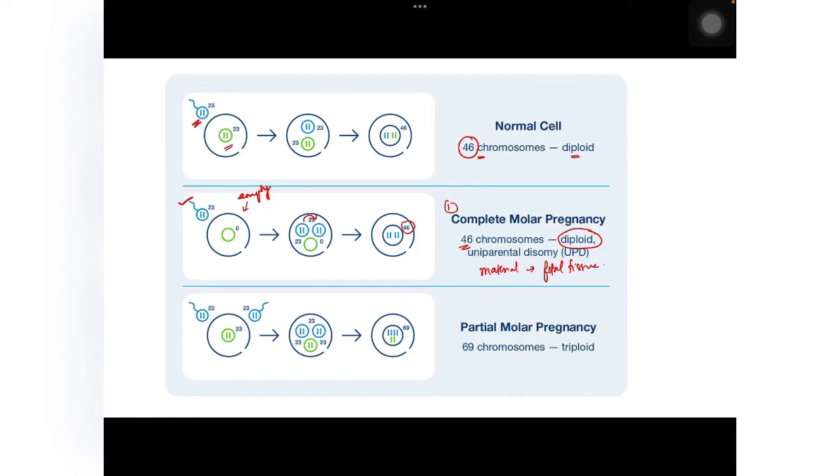Coming to partial molar pregnancy, the ovum isn't empty here. The ovum contains 23 chromosomes, but two sperms or three sperms can simultaneously fertilize an ovum. So the chromosomal number will be 23 into 3, that's 69. So it's going to be triploid. In 90% of cases it's triploid, but in 10% of cases where three sperms simultaneously fertilize, it can even be tetraploid. That is what a partial molar pregnancy is.